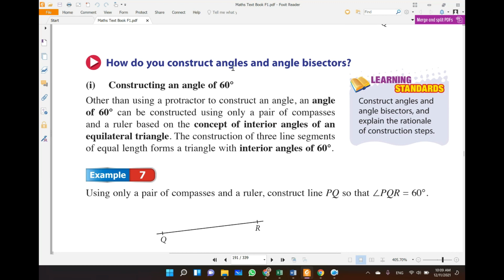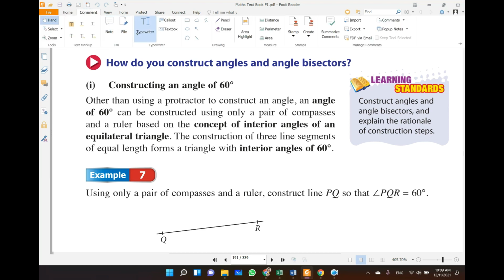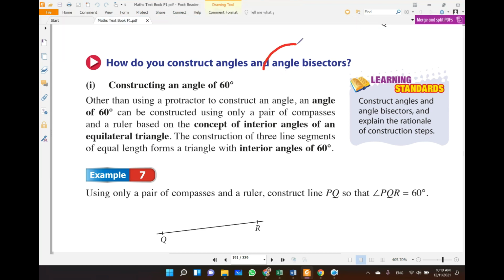Besides using a protractor to construct the angle, where you have to measure the degree using the protractor to get the 60 degrees, you can use a pair of compasses and also a ruler to construct the 60 degrees. It is based on the concept of the interior angle of an equilateral triangle. Have you learned equilateral triangle before?